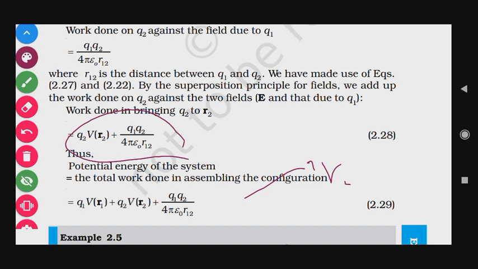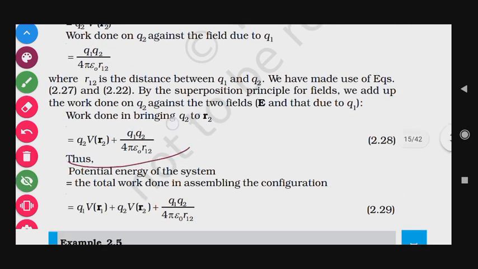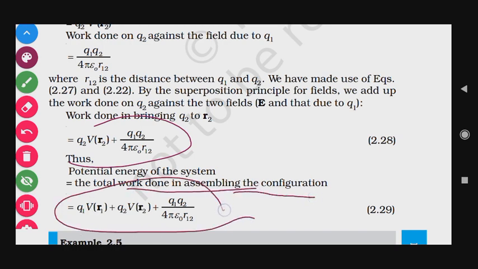And for the charge q1, we did the work q1 V(r1). So the total potential energy of the system is the total work done in assembling this configuration, and that is q1 V(r1) plus q2 V(r2) plus q1 q2 by 4 pi epsilon naught r12. This is the work we have to do in arranging a configuration, making a system of two charges in an external field.